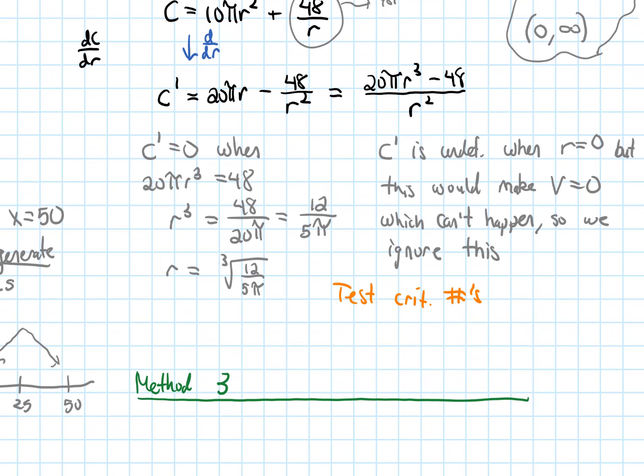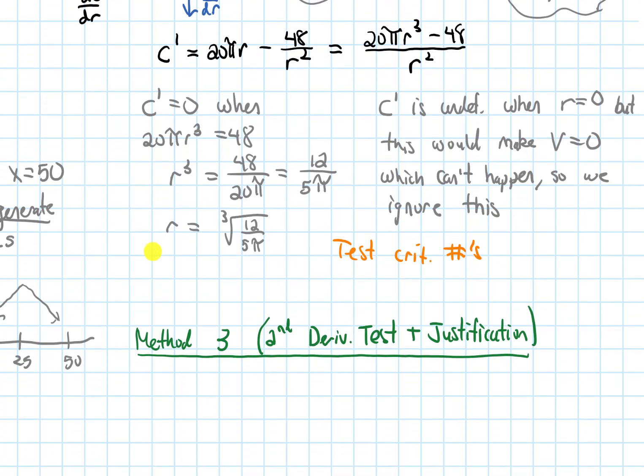We call this method 3, using the second derivative test, plus a little justification. Because the second derivative test is a test for local mins and local maxes. But in these optimization questions, we're trying to find an absolute min or max. So that's where the justification will come in. Okay, so we got to begin by taking our second derivative.